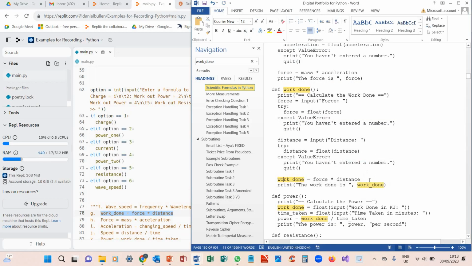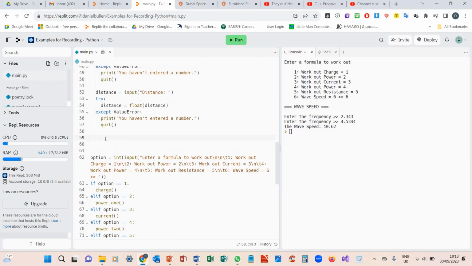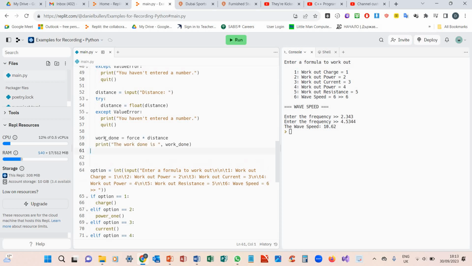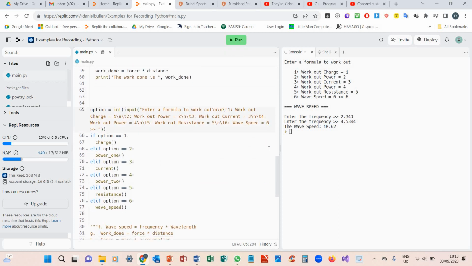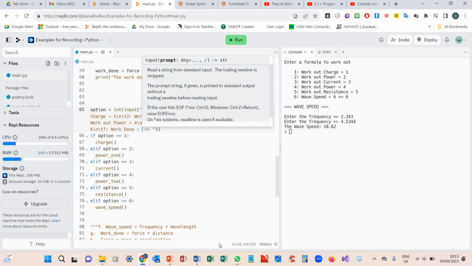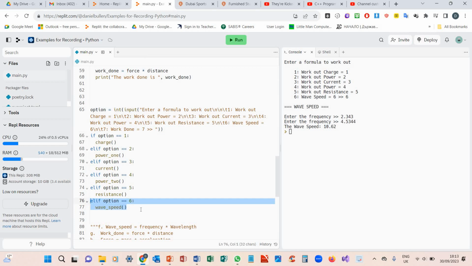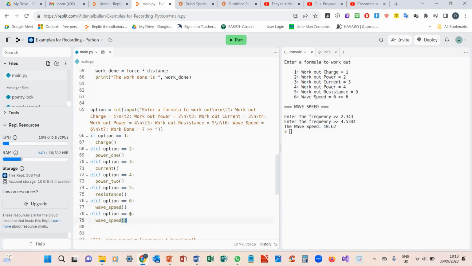And then that's how we get the work done. Okay, so that is it. So that's it there. And then we will need to do the usual. And then we will need to do the next elif here. And then we can call that one work done. Let's run that.